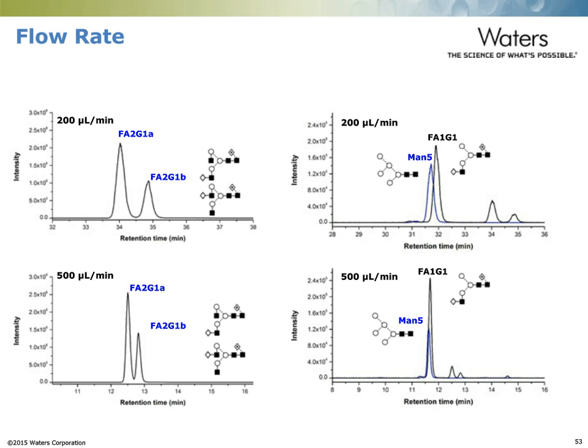And this is a good opportunity to point out the use of the QDA. So each of the traces shown on this slide are created by interrogating the MS data. So you can see in particular with the mannose versus FA1G1 at 500 microliters a minute in the lower right-hand corner, without mass information, there would be no indication as to that coelution, as the structures are almost perfectly coeluting.